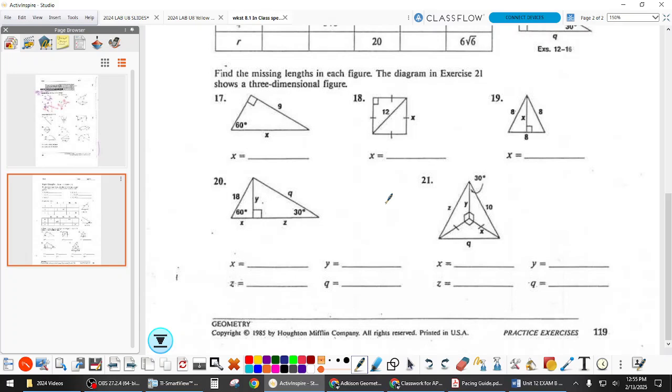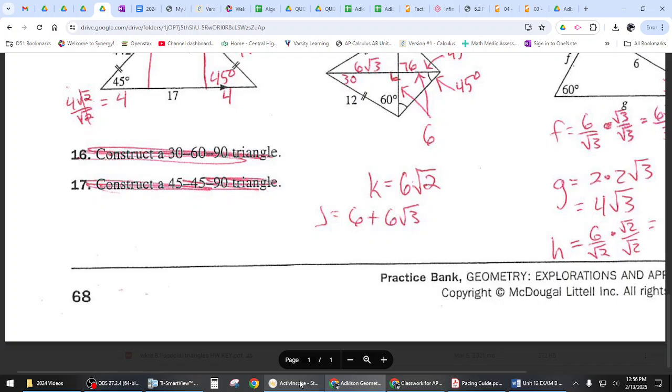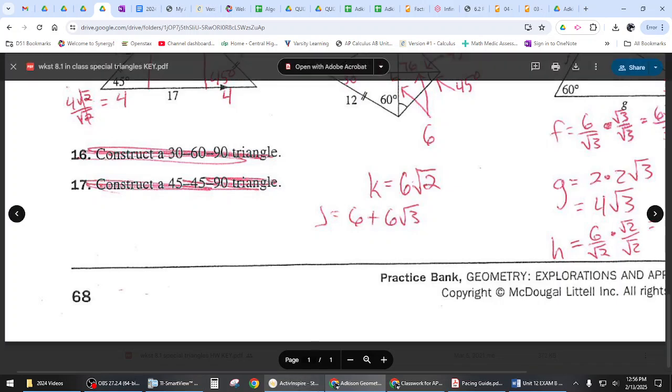Number 18, x should be 12 divided by root 2. Good? Alright, so with today's warm-up, what was that, like 7 problems, do you feel like you're ready to switch gears to 30-60-90? Sure? Alright, well grab your notes then. Set that aside. There's 30, 60, 90 problems on there that we'll come back to, so keep that handy.